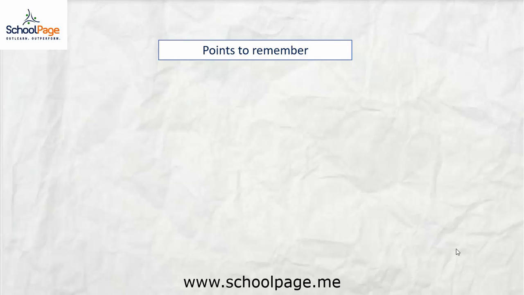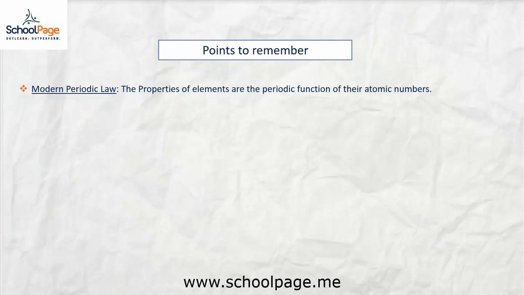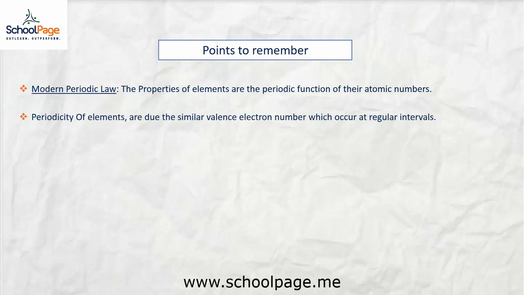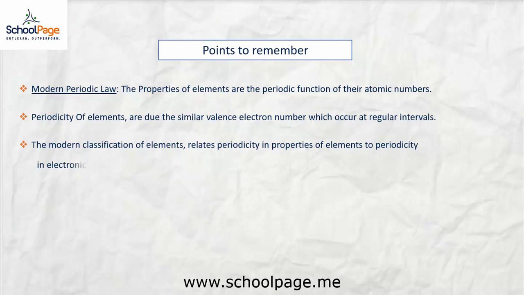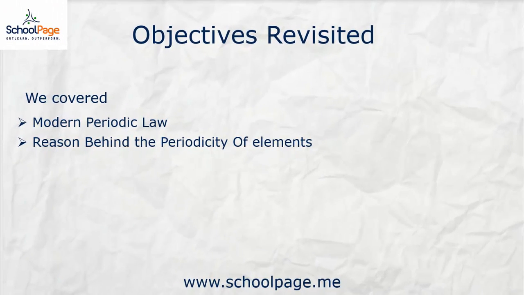Now let's do a quick recap of what we learned in this video. Modern periodic law states that the properties of elements are a periodic function of their atomic number, and the periodicity of elements is due to the similar valence electron number which occurs at regular intervals. The modern classification of elements relates periodicity in properties of elements to the periodicity in electronic configuration. In this video, you learned the modern periodic law and the reason behind the periodicity of elements.